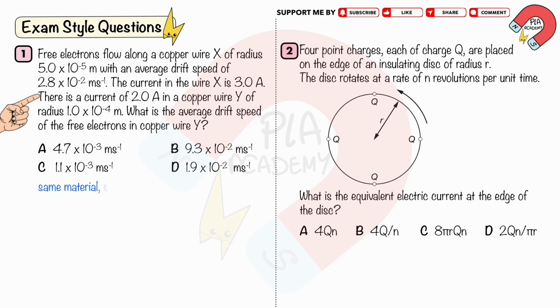The wires X and Y are made of the same material, copper. The number of free electrons per unit volume, n, is the same for both.